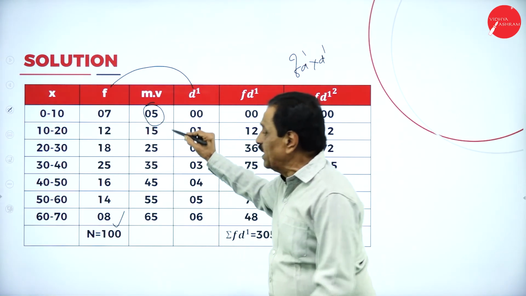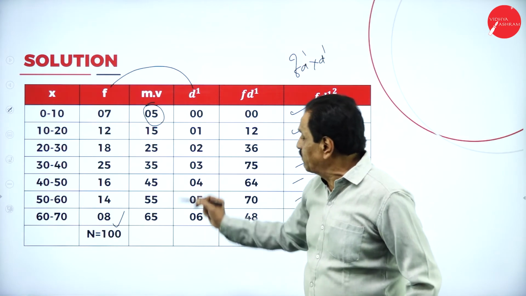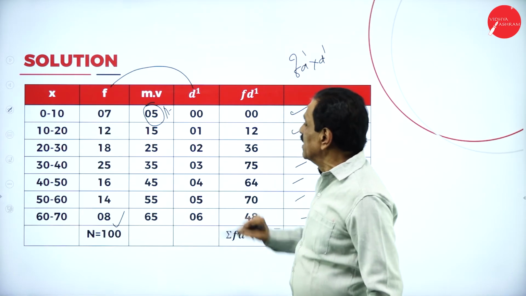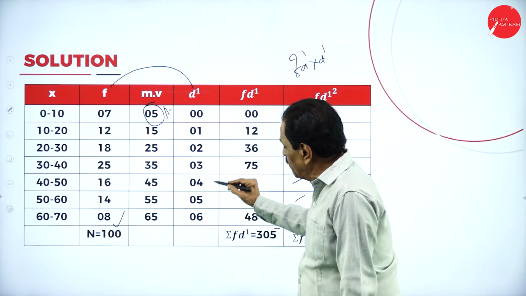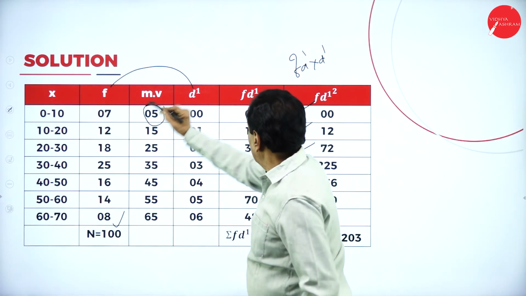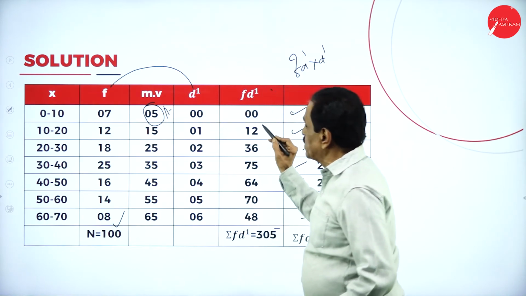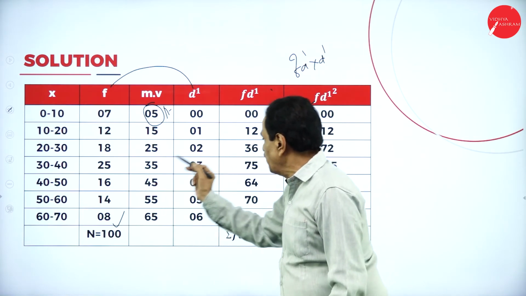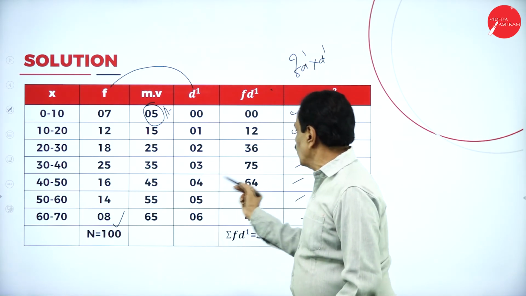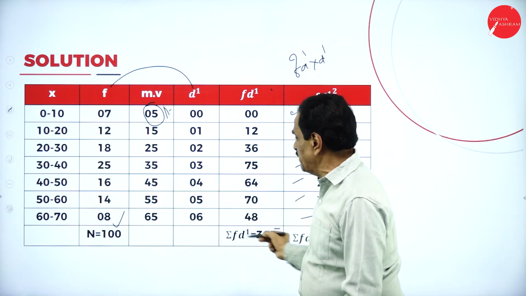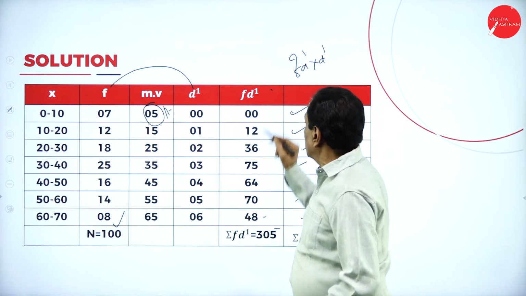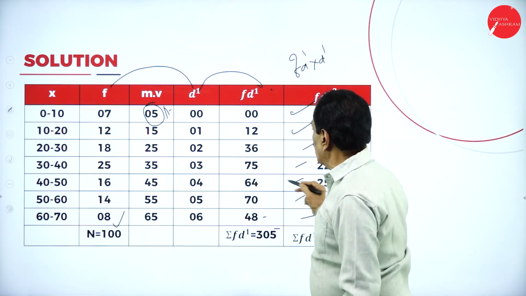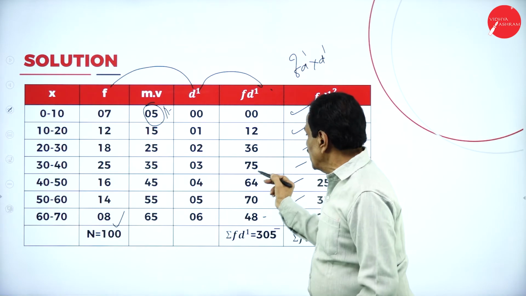Mid values: 15, 25, 35, 45, 55, 65, with a difference of 10. Assumption A: assume 0, 1, 2, 3, 4, 5, 6 for d dash. Then multiply f into d dash: 0 into 0 is 0, 12 ones are 12, 18 twos are 36, 25 threes are 75, 16 fours are 64, 14 fives are 70, 8 sixes are 48.